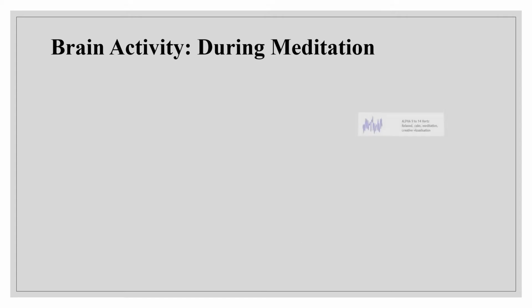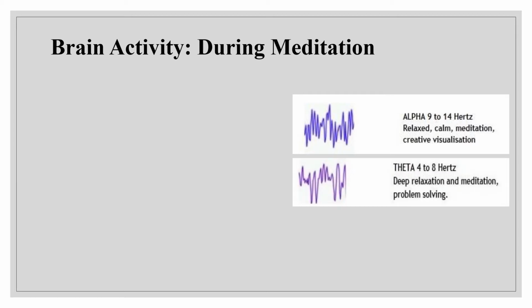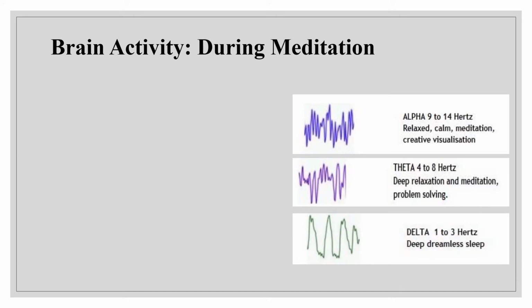With the next states, alpha state lies between 9 hertz to 14 hertz, which is a relaxed state of mind. Whenever your mind is calm, or you are doing meditation, or some kind of creative visualization, your mind may achieve alpha state. Then theta state of mind is deep relaxation and meditative state, or problem solving state, wherein you are deeply engrossed within some kind of activities, which lies between 4 to 8 hertz only. The next state is delta, which lies between 1 to 3 hertz, which is deep dreamless sleep state.